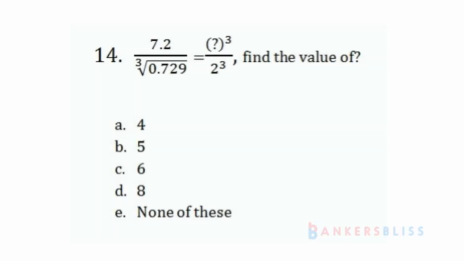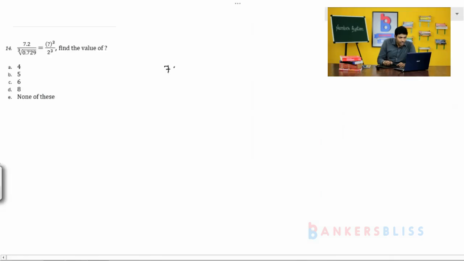Problem number 14. This problem appeared in your exam. See here, 7.2 divided by cube root of 0.729 is equal to x cube divided by 2 cube, that is 8. So 7.2 divided by, see here, 729, the cube root is 9. So 0.9 is equal to x cube by 8.